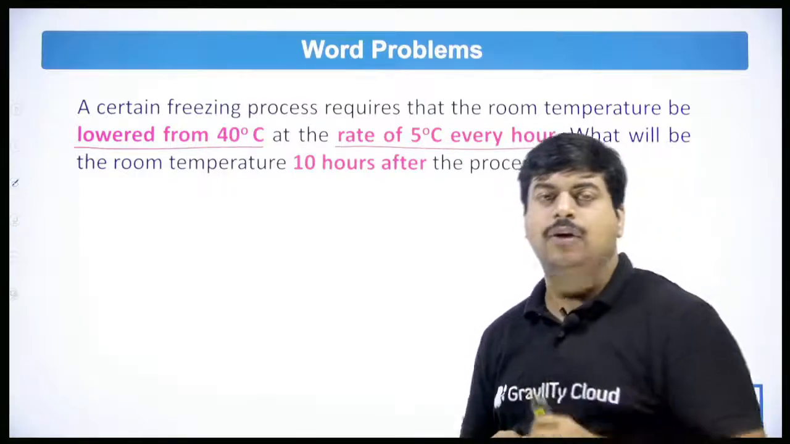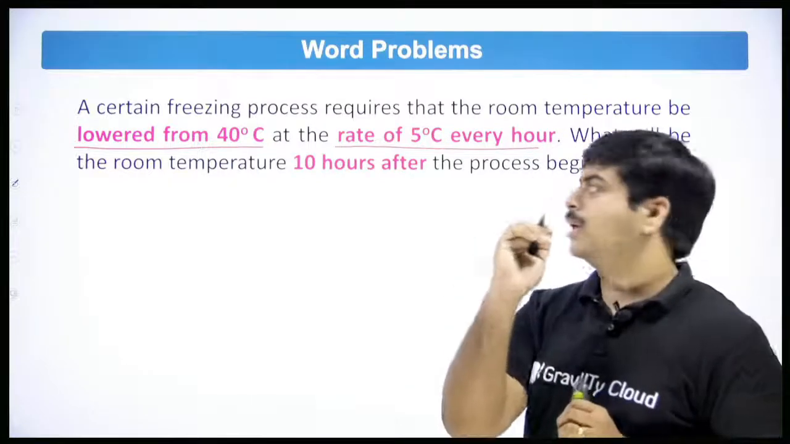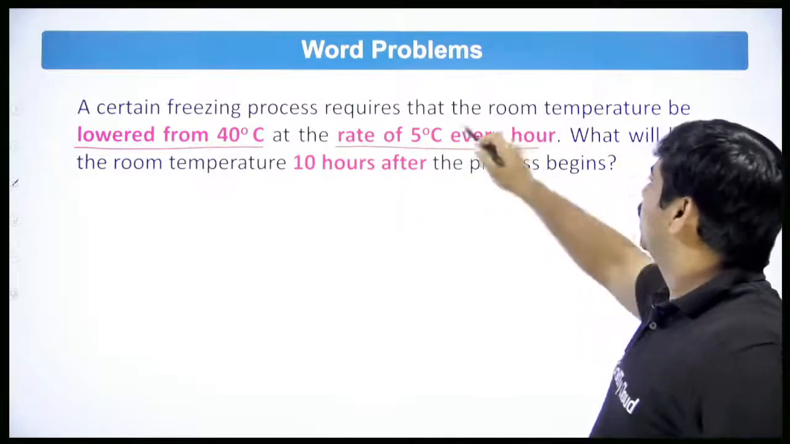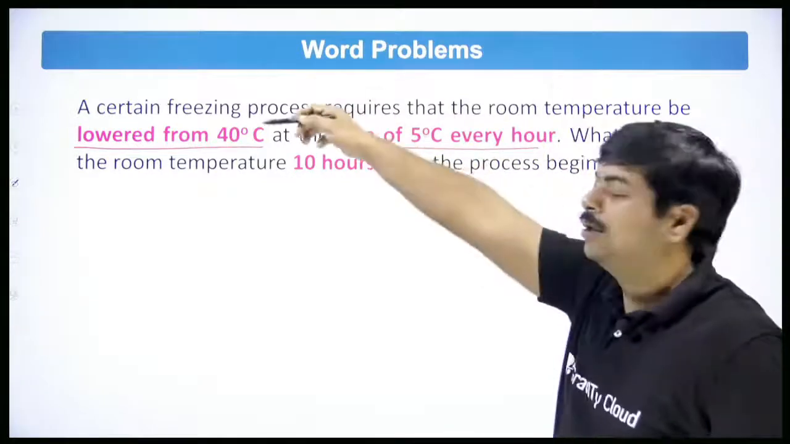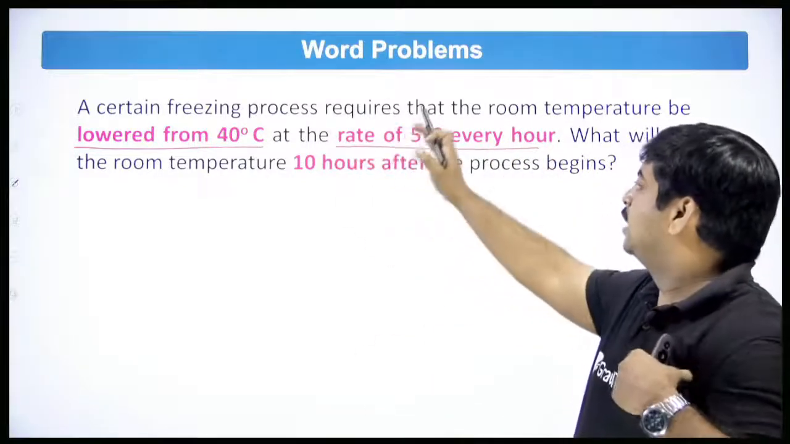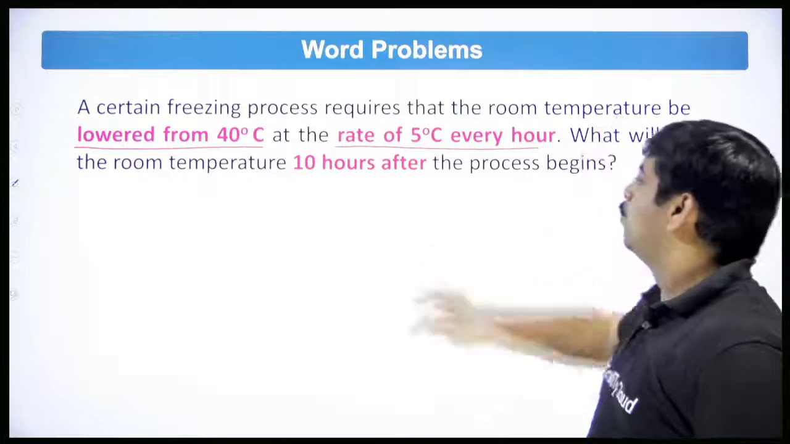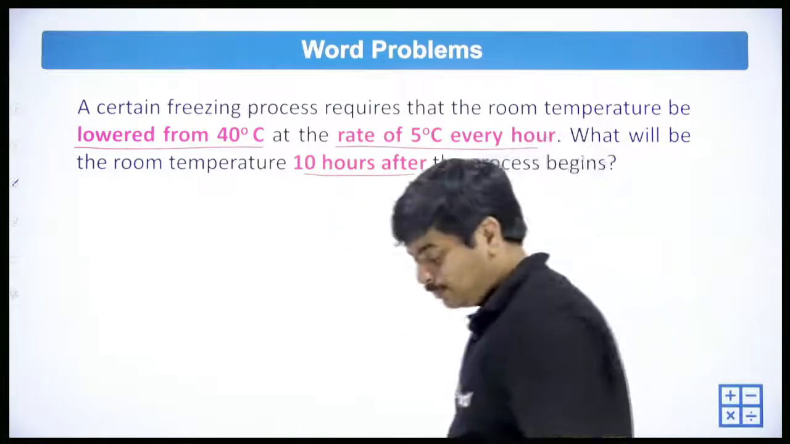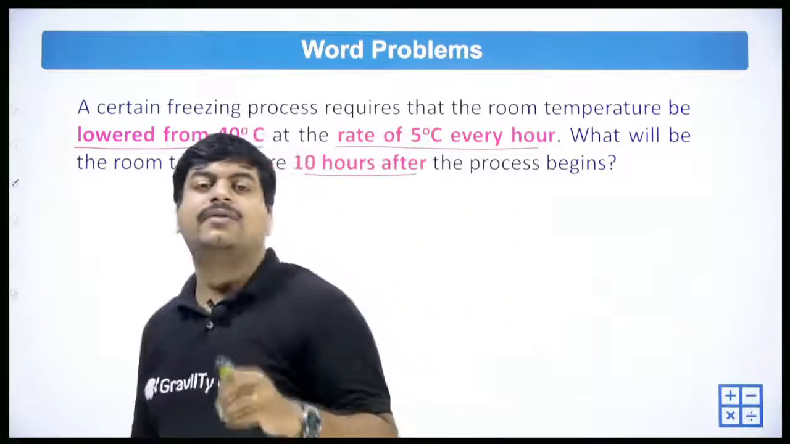The initial temperature is 40 degrees. From there it is being reduced at the rate of 5 degrees every hour. So the room temperature is lowered. Lowered means reducing. From 40 degrees, we are reducing at the rate of 5 degrees every hour. What will be the room temperature 10 hours after the process begins?